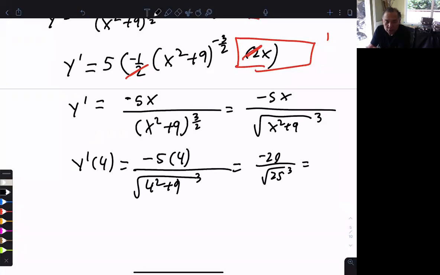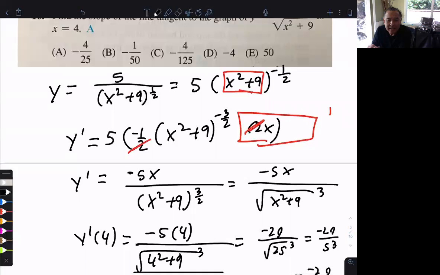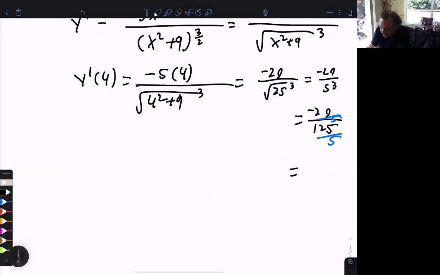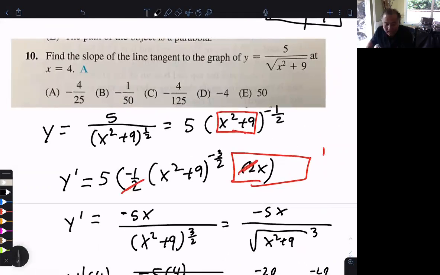Should we cube it first or square root it first? Square rooting is much easier in my mind. Negative 20 over 125. And you're going to see the answer is not there. Why? Here's why. Divide top and bottom by 5. So we're going to divide top and bottom by 5. And we get negative 4 over 25. And hopefully that's the answer.